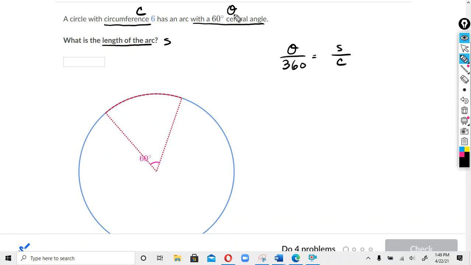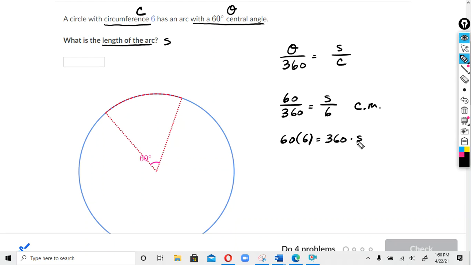We said theta is 60, and that's divided by 360. S we want to solve for, and the circumference C they said was 6. So from here you just cross multiply. Top times bottom is going to be 60 times 6. Bottom times top is 360 times S.